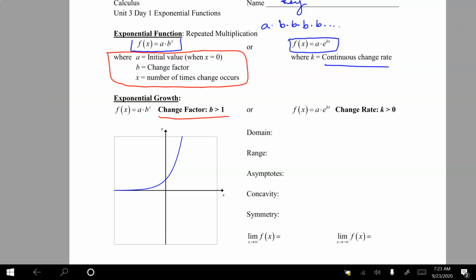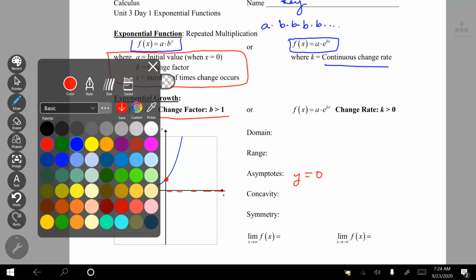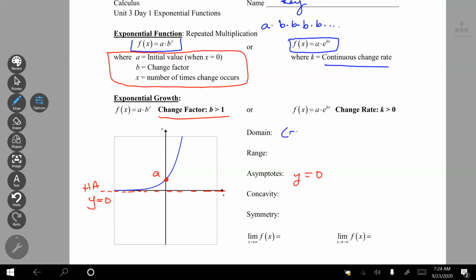So here's my graph. Always looks like this. I have this y-intercept here. I have this horizontal asymptote of y equals 0. And my domain is all real numbers. My range is only above the x-axis. It's only concave up the whole time. There is no symmetry. And as x goes to infinity, this graph goes up to infinity, and as x goes to negative infinity, it levels off to 0.